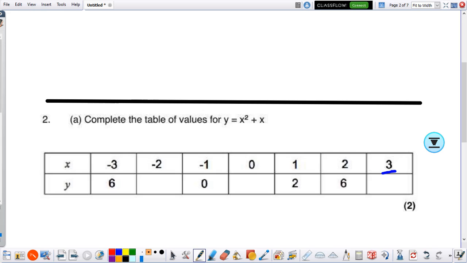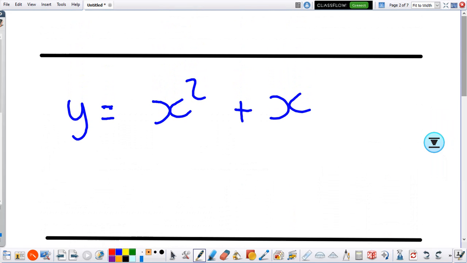My advice is always start with the positive, because then we're not throwing the negative values in to make us go wrong. And if you can see where the turning point is, then that will help a lot. So I'm going to start with positive 3. When x equals 3, I'm going to rub the x's out, and I'm going to substitute them for the value 3.